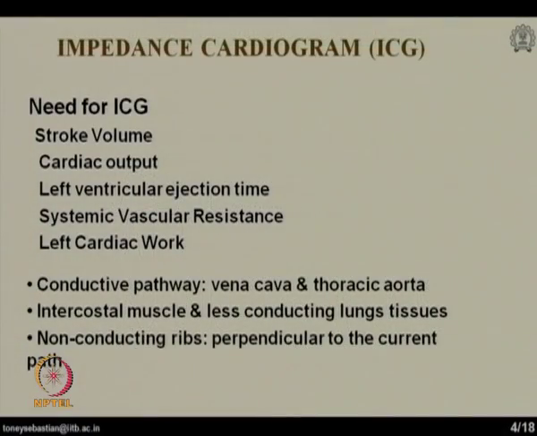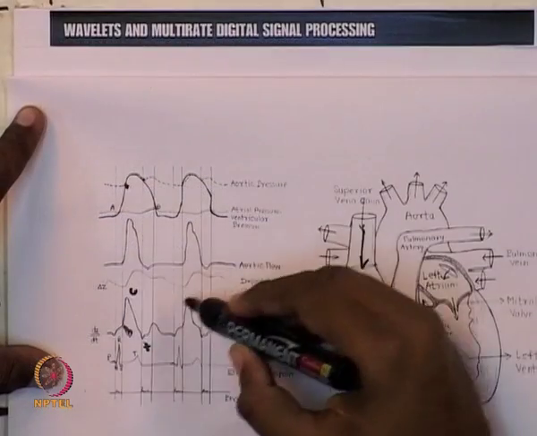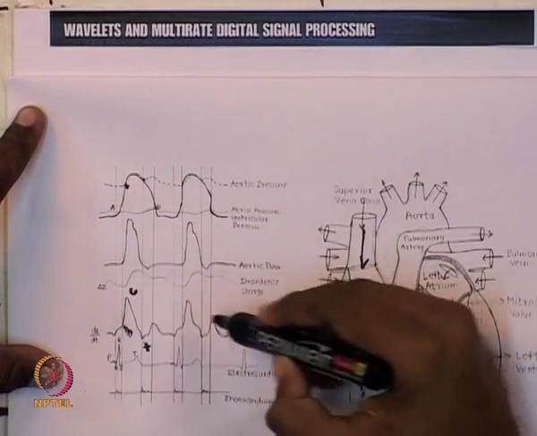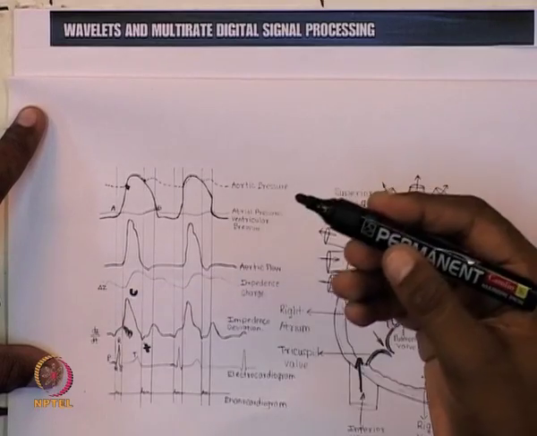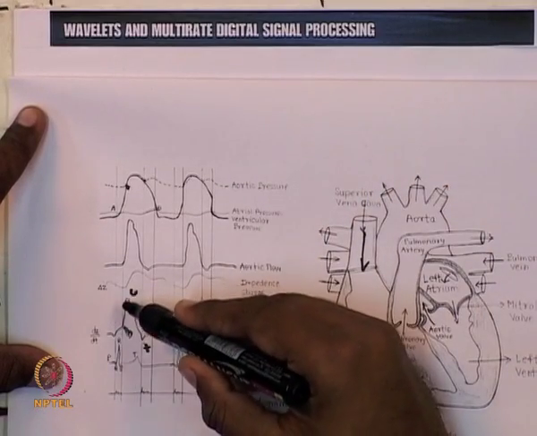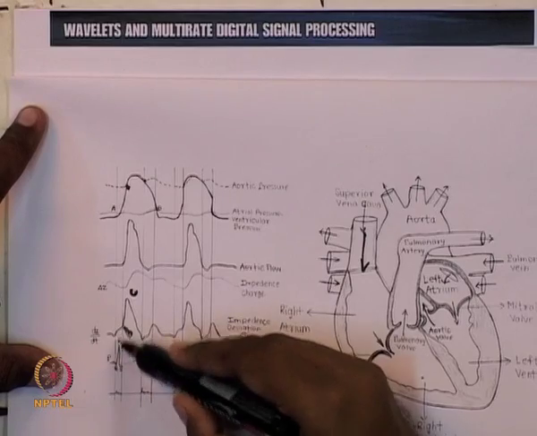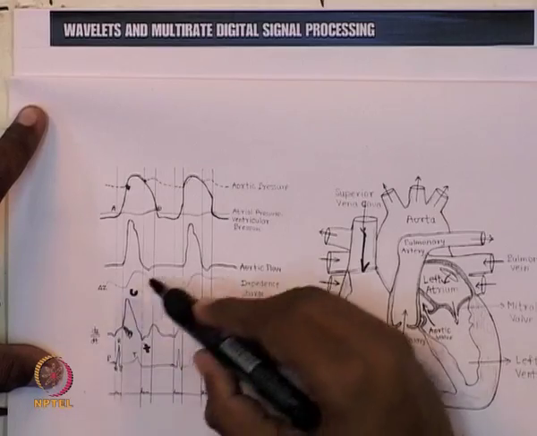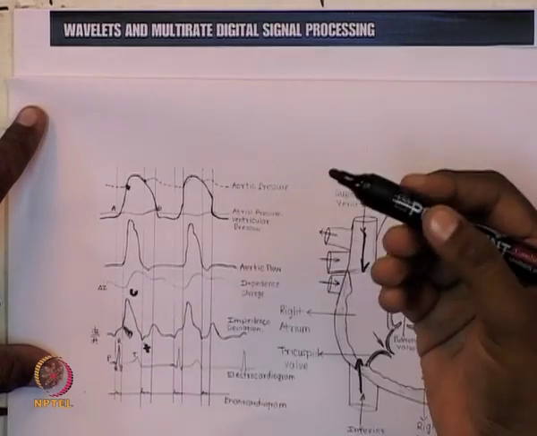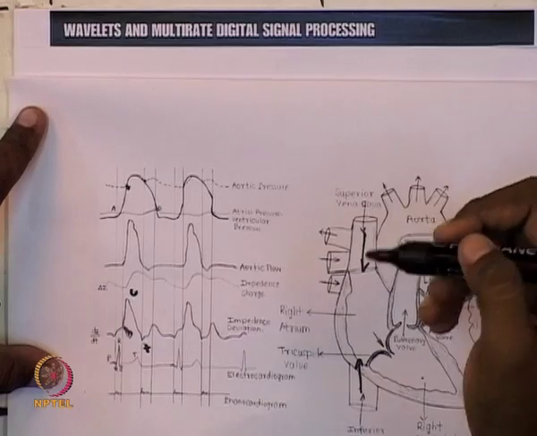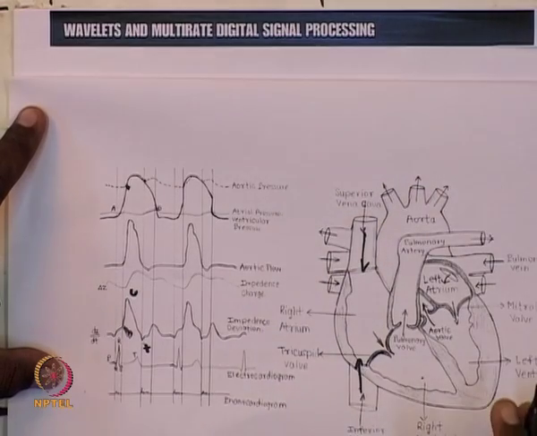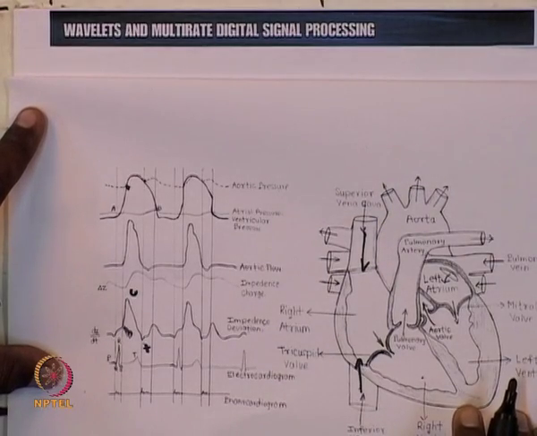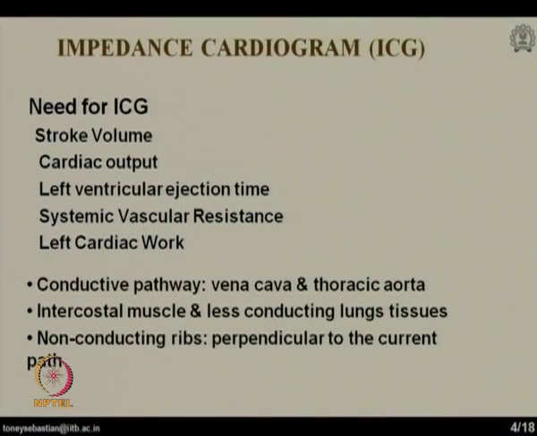That is basically stroke volume multiplied by heart rate. By counting the number of C points, which are very easy to detect, or by counting the QRS complexes in the ECG diagram, we can get the heart rate, and then by multiplying stroke volume by that value, we get cardiac output. And the next parameter is left ventricular ejection time, that is basically the time difference between the B point and X point.